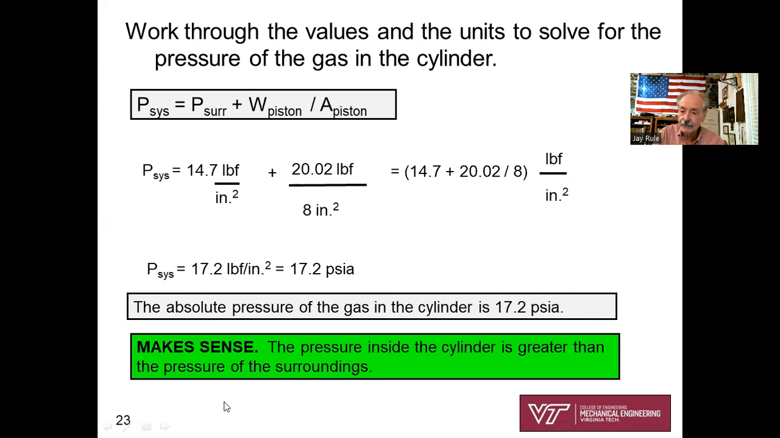And this makes sense, doesn't it? If we went back to the sketch, we'd see that the absolute pressure inside the piston and cylinder is a little higher than the surroundings pressure. Makes sense. Hopefully there's some repetition here. I hope that it gives you an ability to sort of, okay, I'm catching on here, I think.